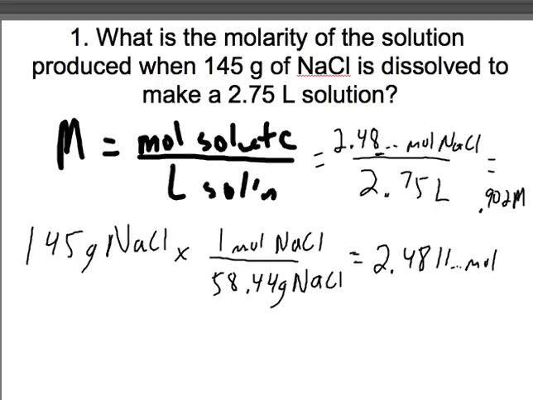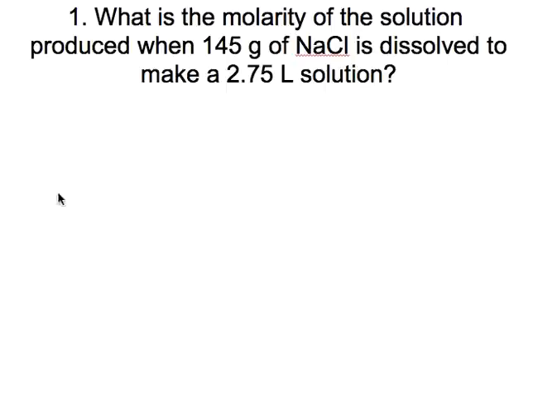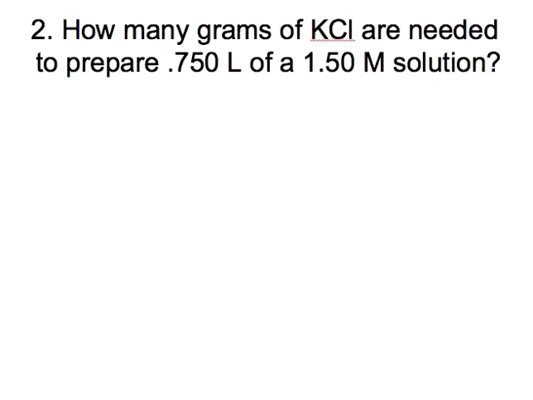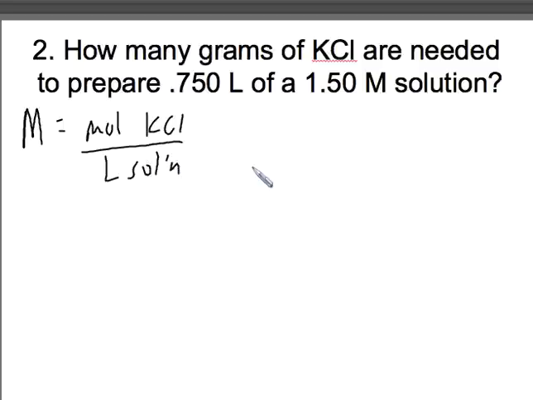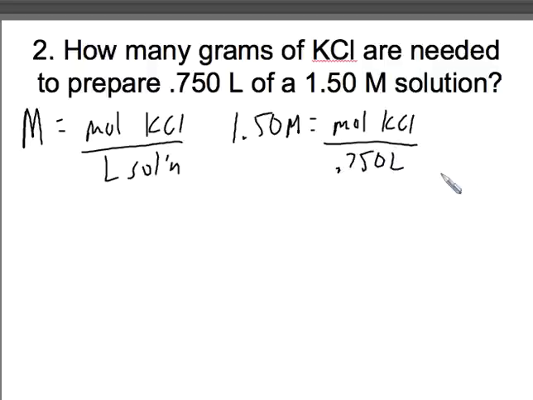Let's take a look at a problem that's a little different as far as what is given. In this next problem, we have the molarity given to us, but we're trying to figure out how many grams you would need to make something like that. So again, I'll look back to my original formula. My original formula is molarity equals moles of, in this case, KCl, because that's the solute, divided by liters of solution. So I am going to reset up the equation. I have 1.50 molar equals X, or some amount of moles of KCl, divided by 0.750 liters. So that's the amount of solution that I have.